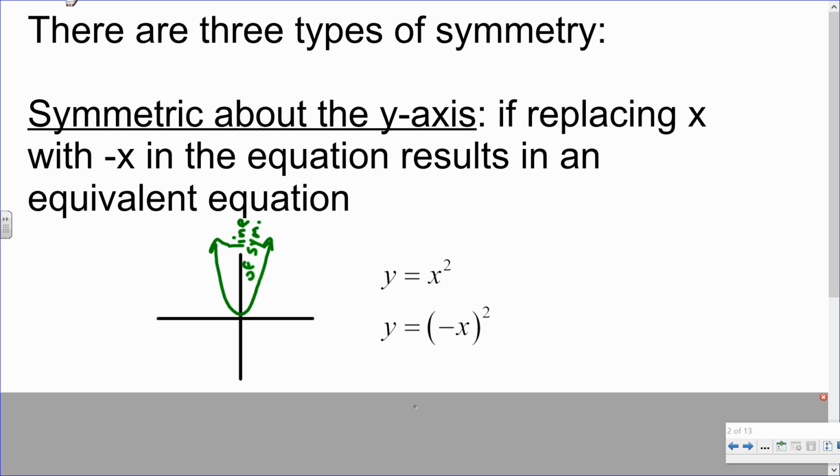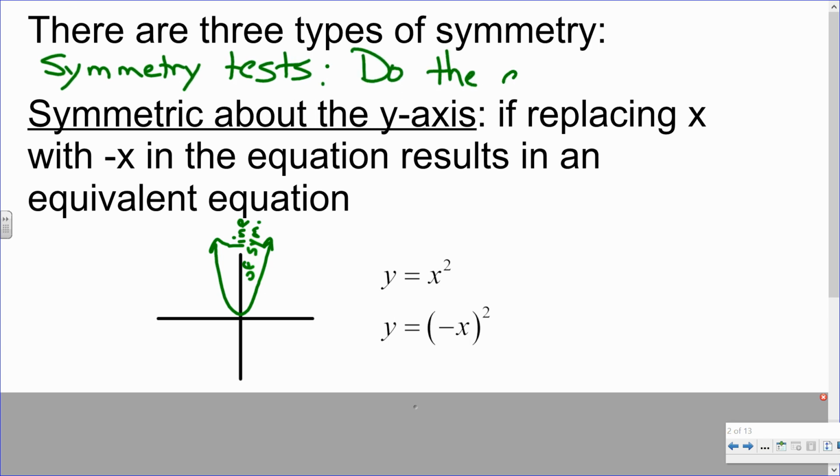When we are doing symmetry tests, that means you must do the algebra to prove that they are symmetric. You can look at the graph to have an idea what kind of symmetry it has. But it's not okay on the homework problems to just look at the graph and say, oh, it's got this symmetry and not that one, and so on. You've got to do the algebra.